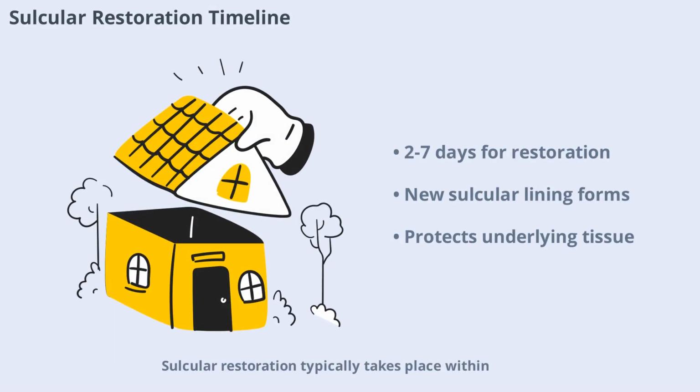Sulcular restoration typically takes place within 2 to 7 days after gingival curettage. During this period, the wound heals and the new sulcular lining forms, providing a protective barrier for the underlying tissues. Proper oral hygiene during this phase is essential to ensure optimal healing and prevent infection.